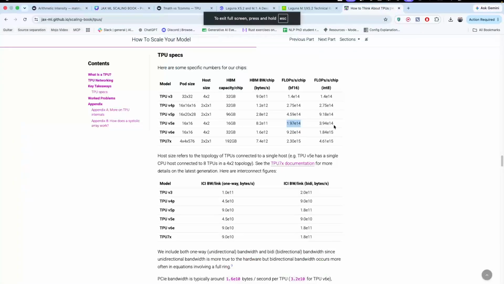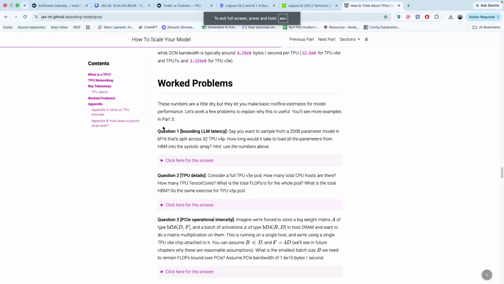So the first question that I'm going to go through is this one. Say you want to sample from a 200 billion parameter model in BF16 that is split across 32 TPU v4p chips. How long will it take you to load all the parameters from HBM into the systolic array?